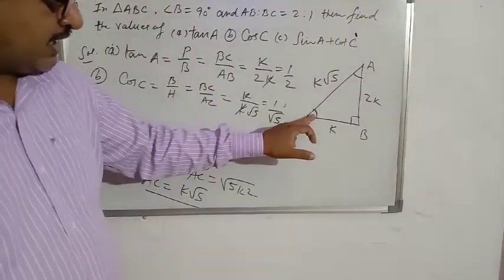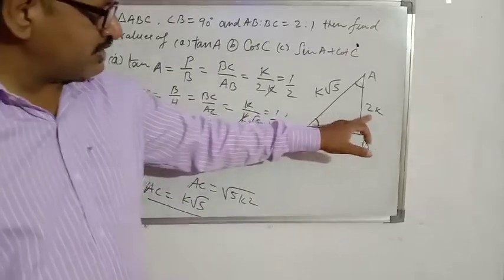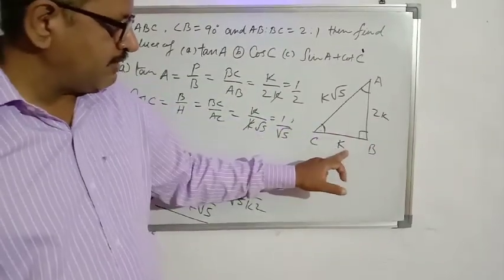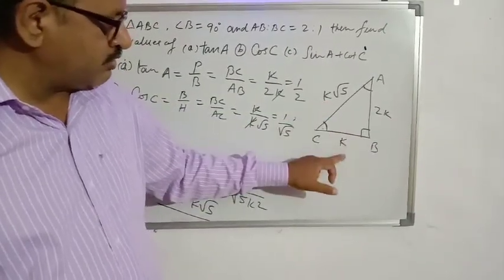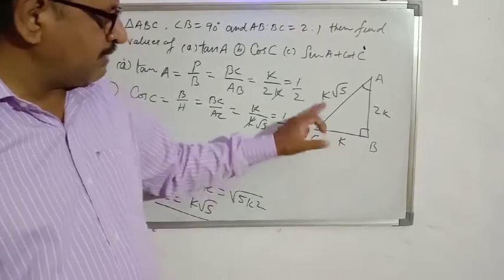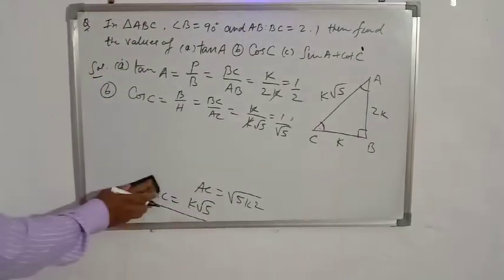Cos C is base by hypotenuse. We are considering angle C, this acute angle. So its opposite side AB will be perpendicular, this will be base, and this is hypotenuse. So base upon hypotenuse, BC by AC. Now the third part.